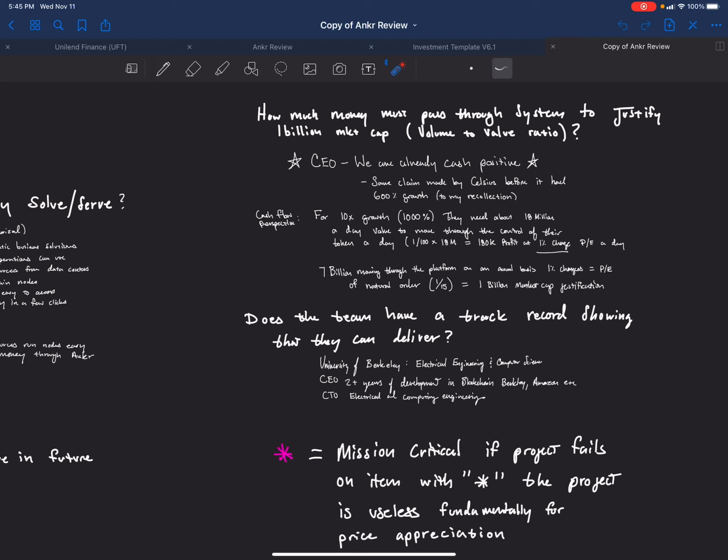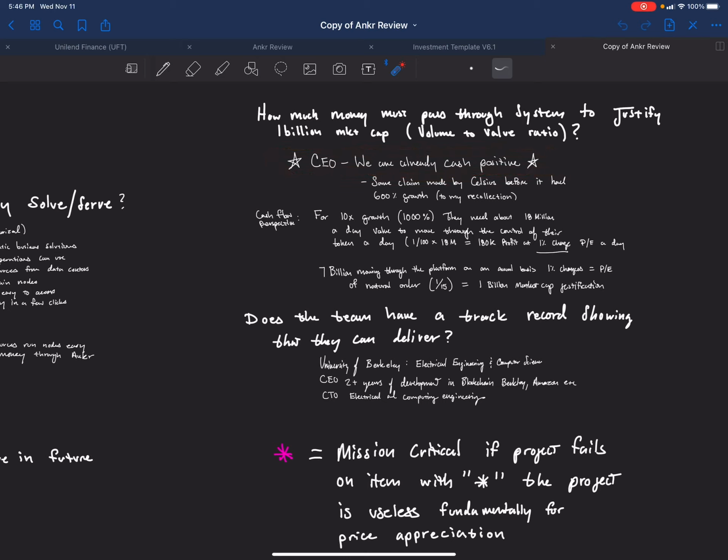So how much money needs to go through their system to justify a $1 billion market cap? I like to show people this number because it helps you get a cash flow perspective on projects in a way to evaluate. Well, the very first thing I want to note is I've only noticed really two projects that were open with this, that they said they were already cash positive.